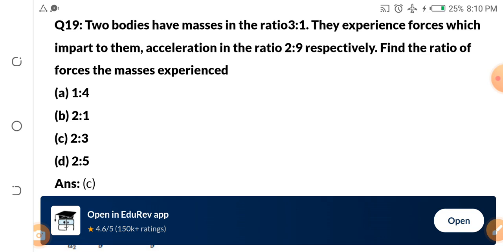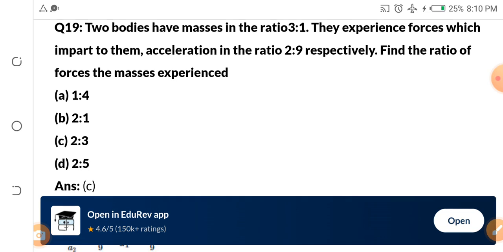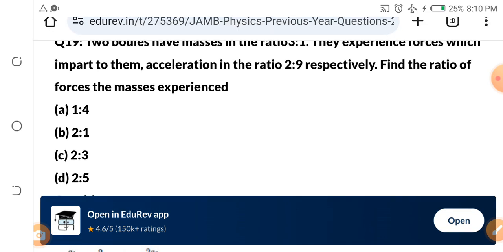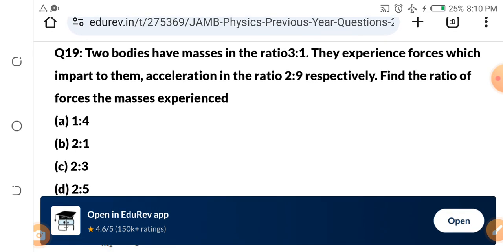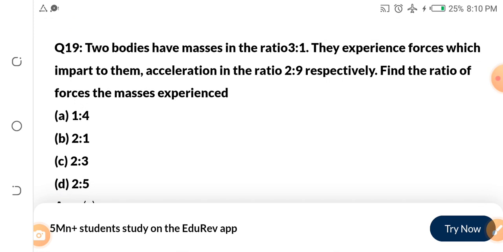So the one that has mass of 3 in the ratio is now having acceleration of 2 in the ratio, and the one that has mass of 1 is now having acceleration of 9 respectively. Find the ratio of forces the masses experience.